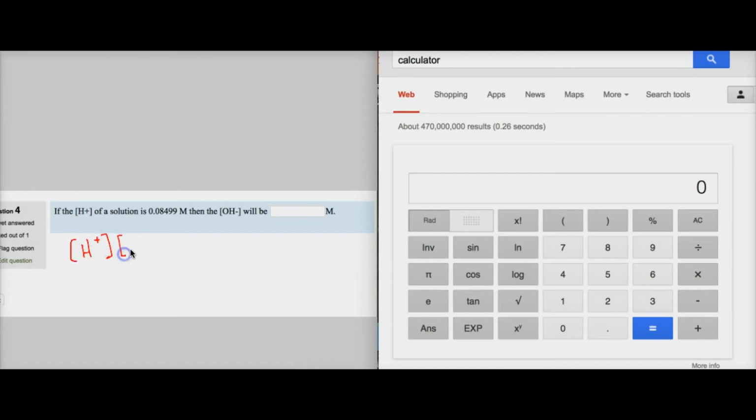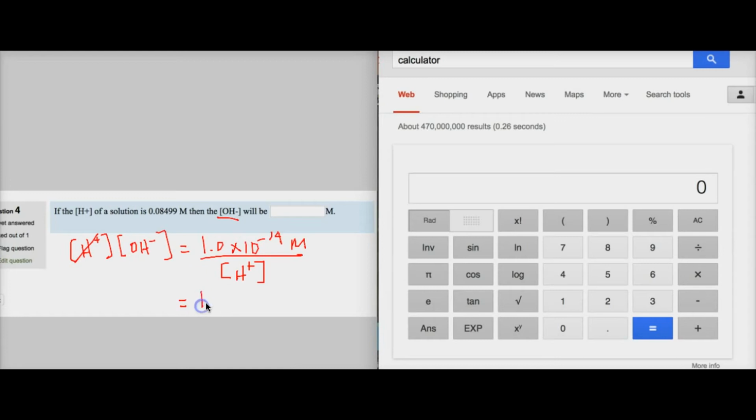In this problem, we learned earlier that the H plus concentration times the OH minus concentration of an aqueous solution is equal to 1.0 times 10 to the negative 14th moles per liter. And in this problem, we need to find the hydroxide ion concentration. So to find the hydroxide ion concentration, I have to take the H plus concentration and put it underneath here, and we should be able to work this problem out now.